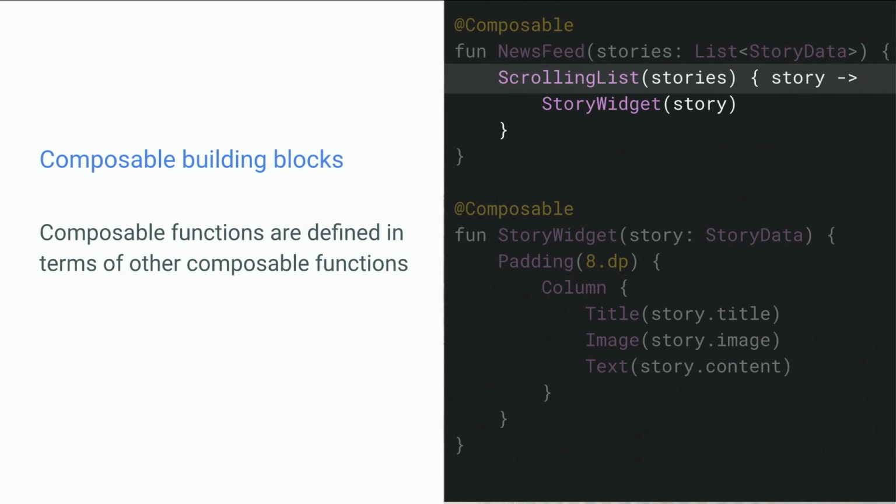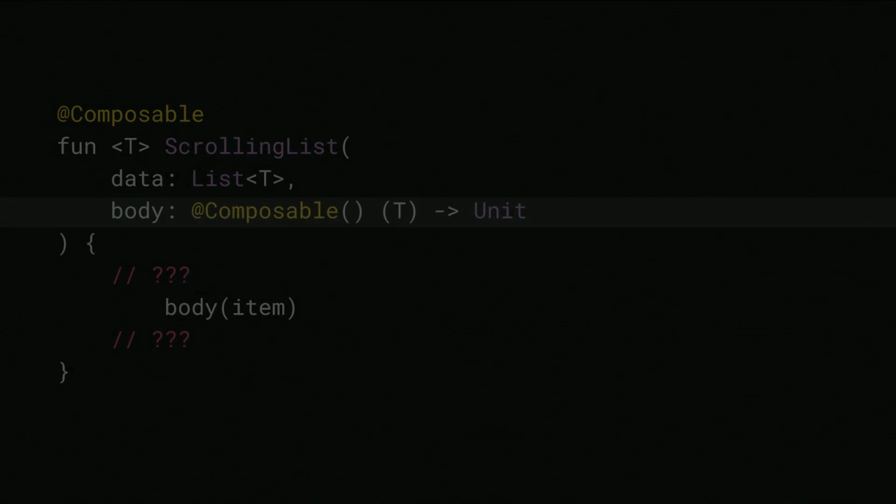Well, this is Kotlin, after all. We can define a generic composable function that looks like a for each loop by using a trailing lambda argument and have it emit each story widget as it's asked for. So what we did here is we just defined our recycler view adapter in one line of code. The implementation of the scrolling list itself can be just as smart as a recycler view.